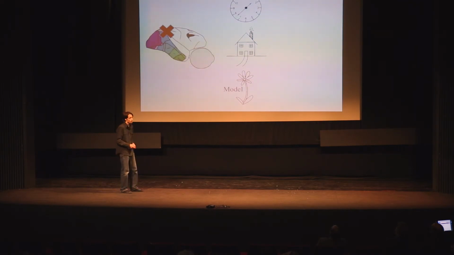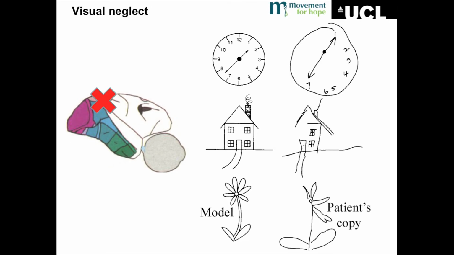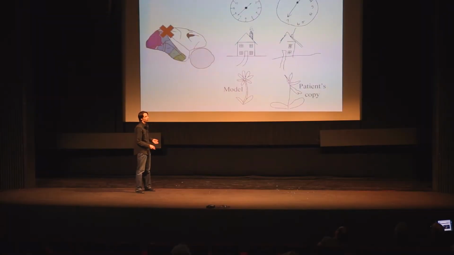One way to reveal what this syndrome looks like is to ask patients with visual neglect to make copies of simple line drawings. For example, you present them with a clock, a house, or a flower, and then you simply ask them to copy it. And what you then see is the following. These patients have a selective tendency to focus on one part of space. This is because when there's damage to the right parietal cortex, they have difficulties attending to the left part of visual space. And when you ask them to copy something, they will selectively focus on the right part of the objects.